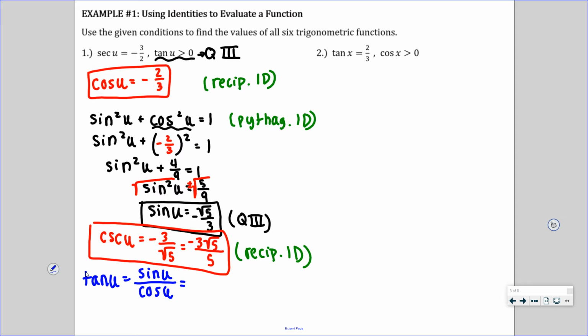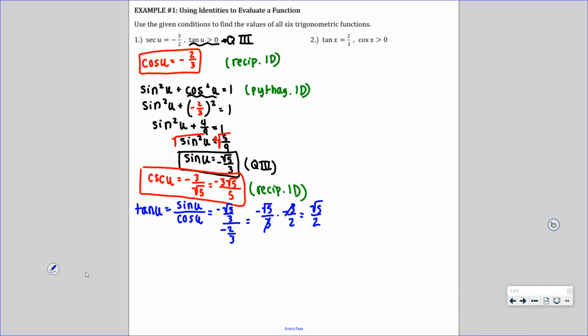Sine, we got negative root 5 over 3. Cosine was negative 2/3. You guys have been doing this for a long time, right? That's how you've been finding tangent values. You've been taking y over x on the unit circle. Let's multiply by reciprocal for sure. Does our answer come out positive? Yes. Good job, Jackson. So now we know tangent.